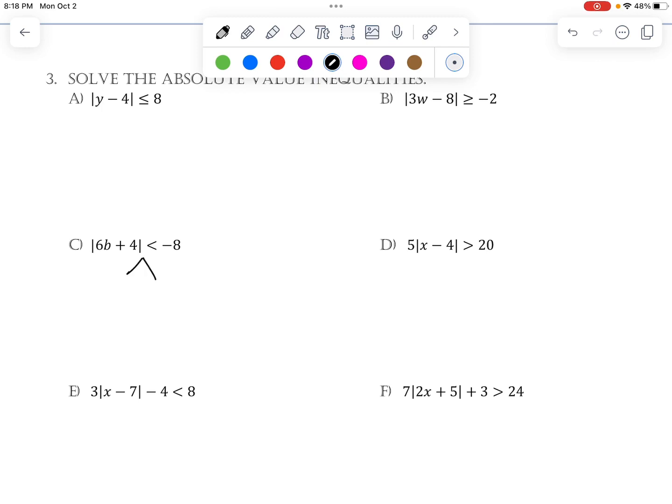So the absolute value of 6b plus 4 is less than negative 8. Oh, I apologize. Can we ever be less than a negative? I notice that we have absolute value bars by themselves and we are less than a negative. What can an absolute value never be? Everyone together? It can never be negative. So if I'm less than a negative, that's just more negative. So this one's no solution. Woohoo, less work for us. All right, let's go ahead and work D then.